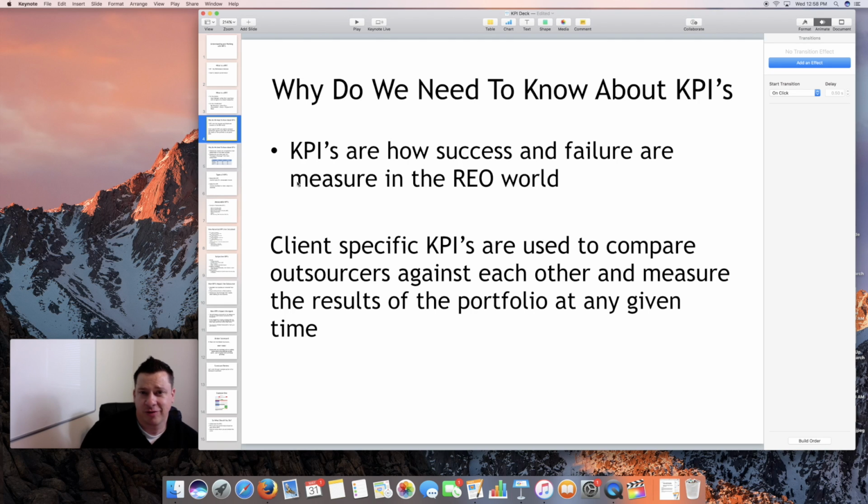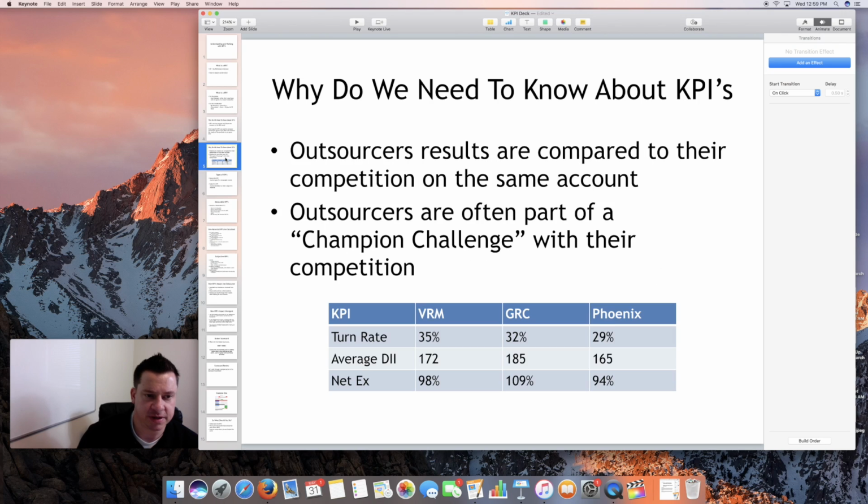So if you've ever heard the term champion challenge, it's basically just a nice way of saying, hey, we're just going to compare everybody and make sure that everybody's performing, and we're not going to do it as just a feel, right? We're going to actually do it, and we're going to stack column A, B, C, and D, and we're going to see how the outsourcers perform against each other. So let me give you an example of that.